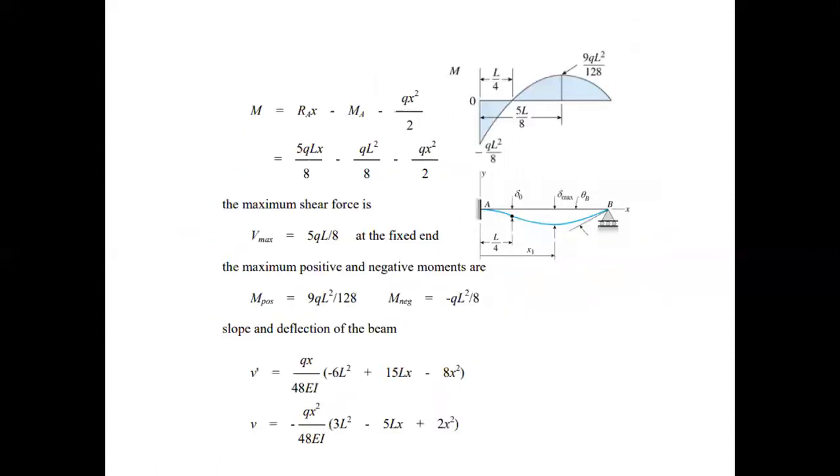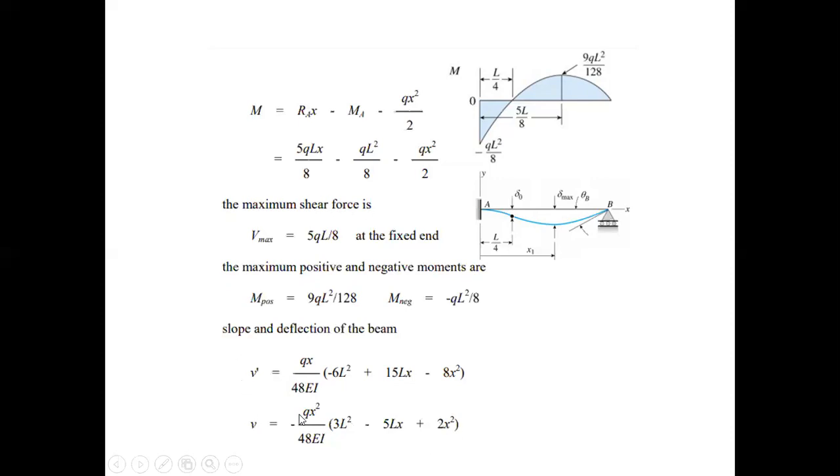So in this way, we'll now calculate the slope and deflection of this beam. V dash is equal to, this equation gives the slope equation, and by integrating it again, this will give a deflection equation. So this equation is for slope, and this equation is for deflection.